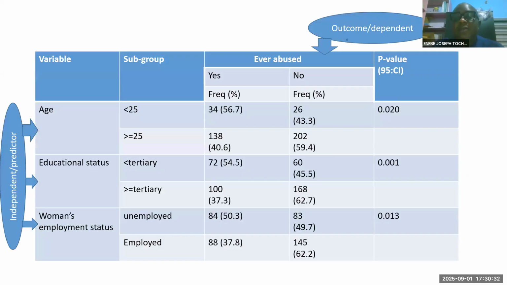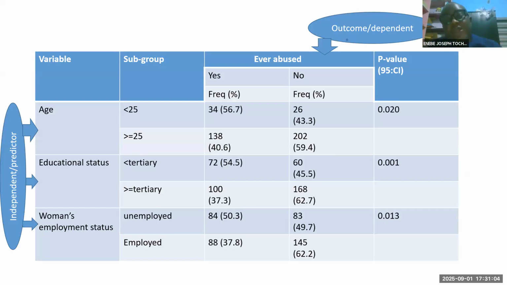So now if you look at it more closely, you can look at who was ever abused. You can see that it is on the columns, while the independent or the predictor variables are on the rows. So looking at that particular variable, you find out the age was a predictor variable, the educational status was a predictor variable, and then the employment status, they were all predictors. If you look at the values, you find out that they're all significant.